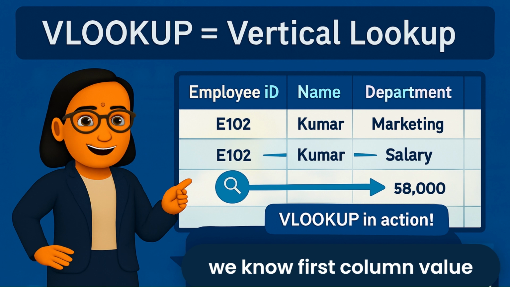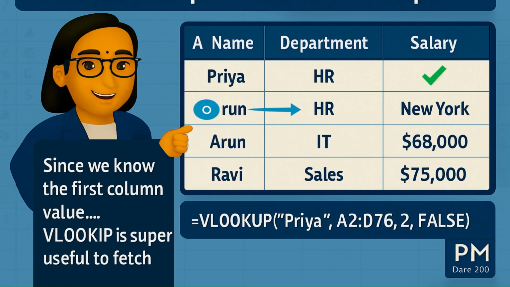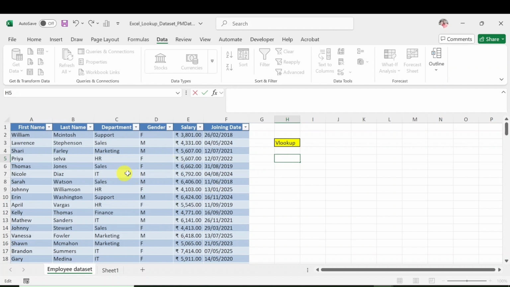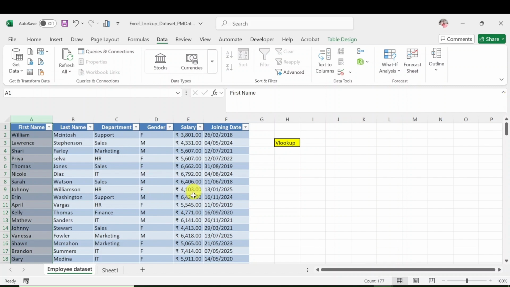VLOOKUP stands for vertical lookup. It searches for a value in the first column of a table and returns a value from another column in the same row. For easy understanding, let me explain in Tamil. We know the first column value, but we don't know the other columns' details. The dataset is very big, and scrolling to search for data is difficult. In that situation VLOOKUP will be very helpful.